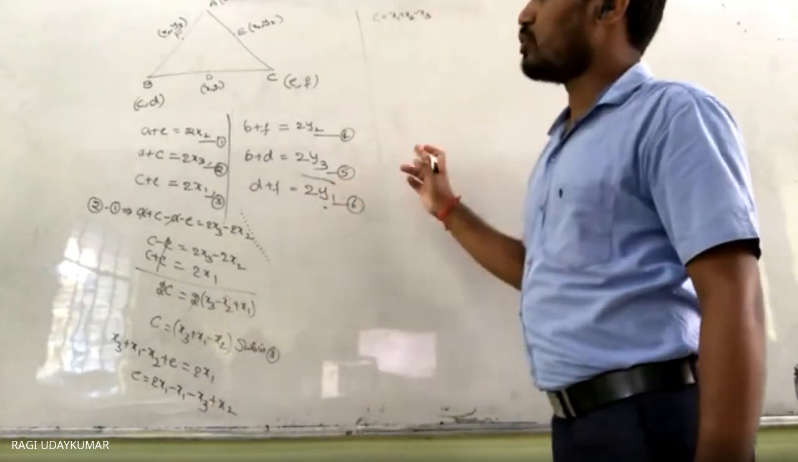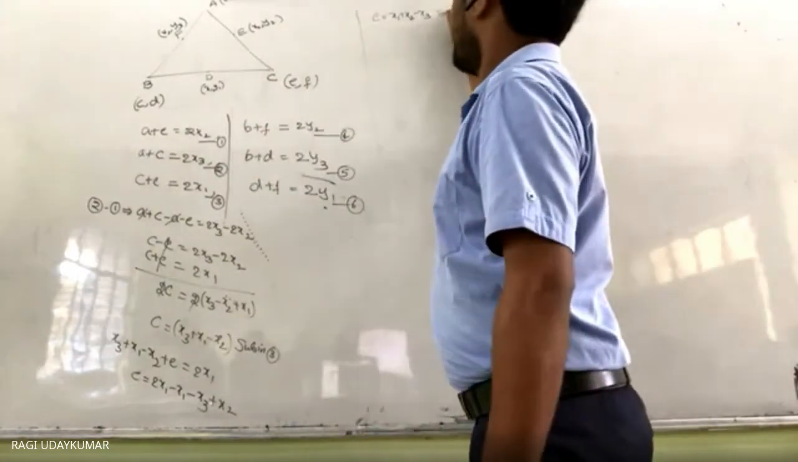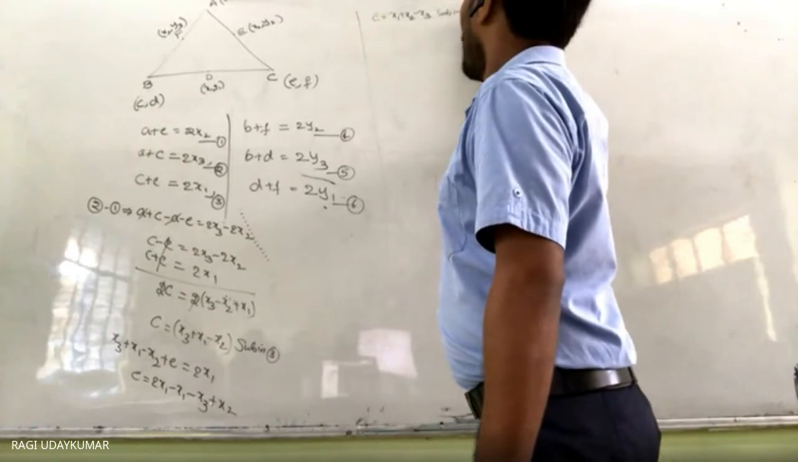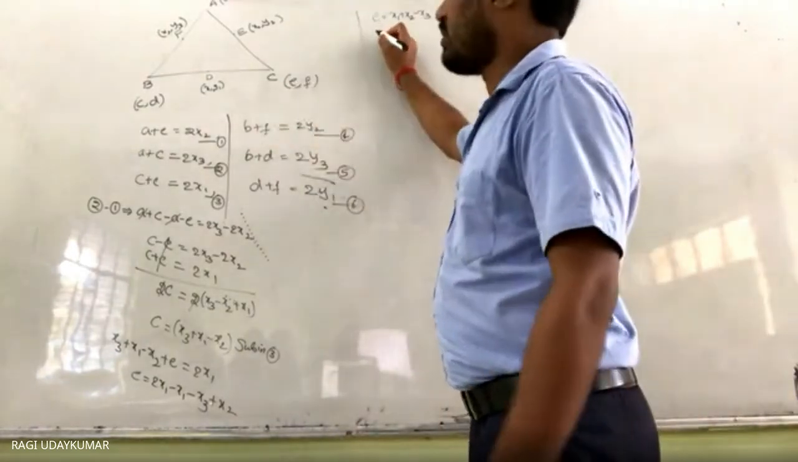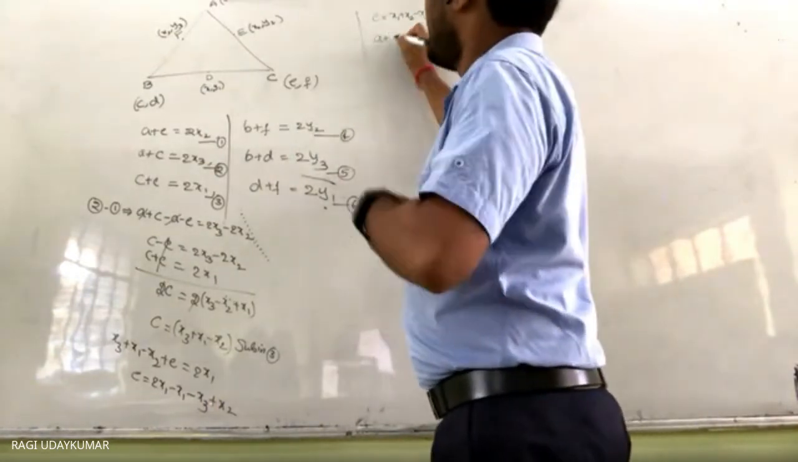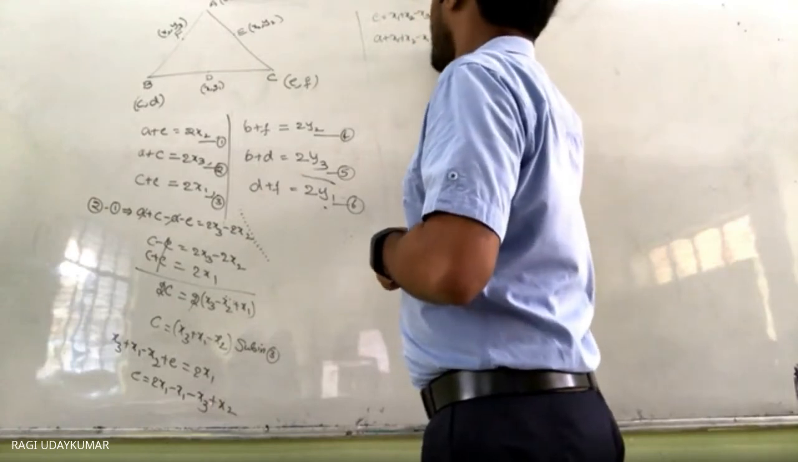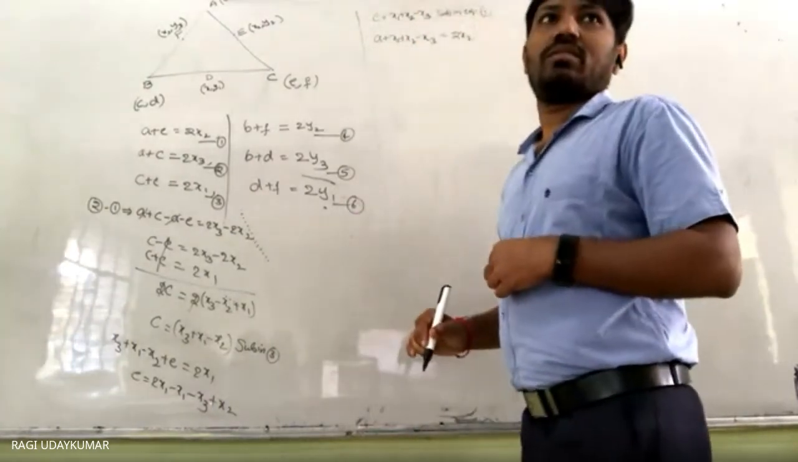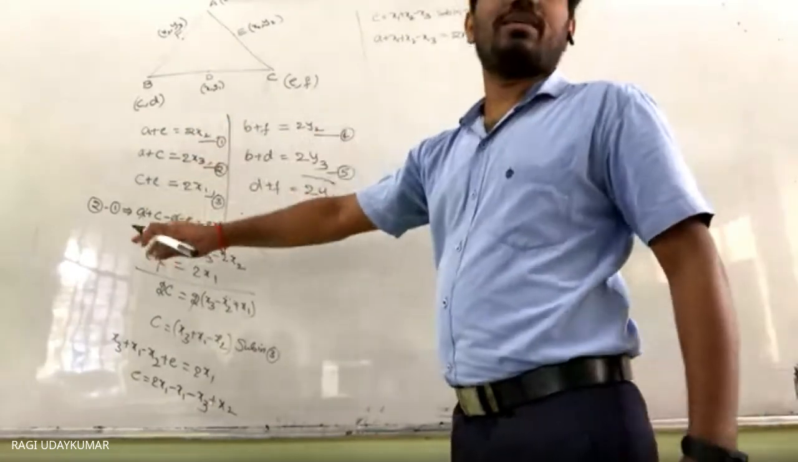This e value you substitute in the first equation. Substitute in equation number 1. So substituting in 1, what do you get here? A plus e. E is x1 plus x2 minus x3 is equals to 2x2. Okay. In any one of the two equations you can substitute to find out the rest.